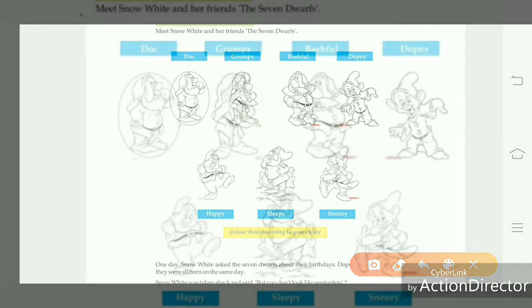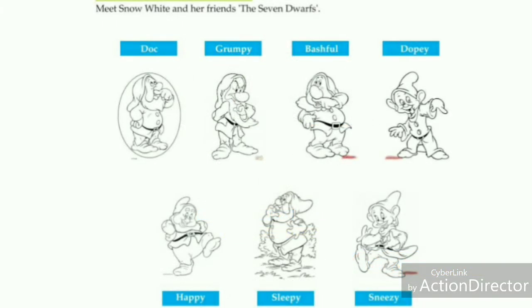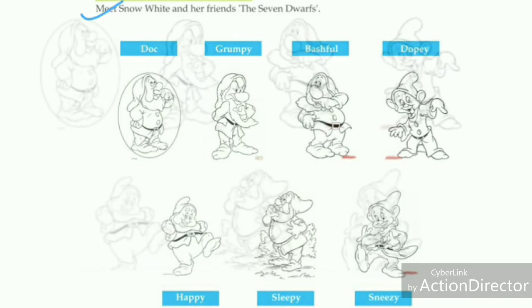Now here we solve a question related to algebra. Now here we meet Snow White and her friends, the 7 dwarfs. The name of the first dwarf is Doc and the second dwarf is Grumpy, the third dwarf is Bashful, the fourth dwarf is Dopey, the fifth dwarf is Happy, the sixth dwarf is Sleepy, and the seventh dwarf is Sneezy.